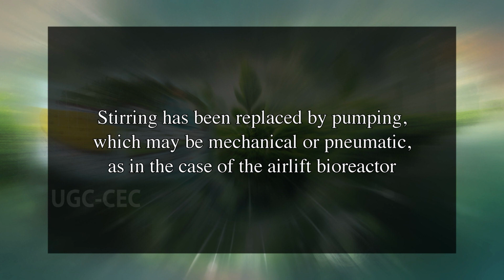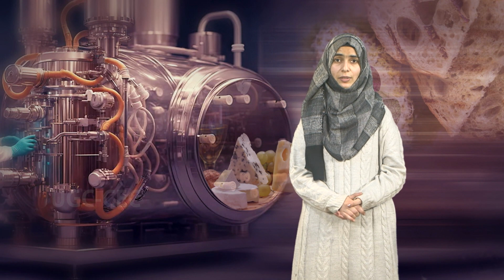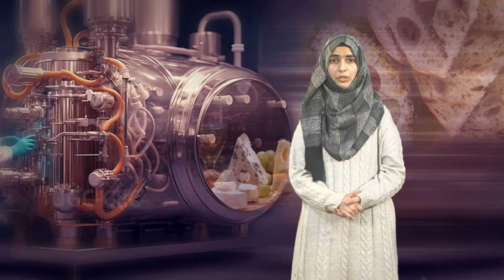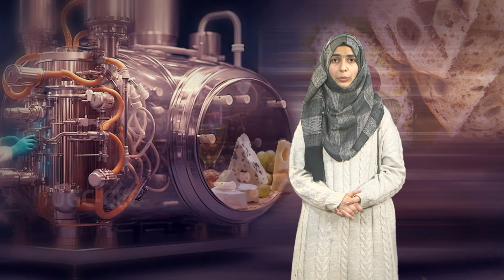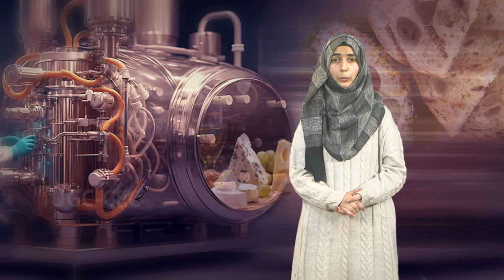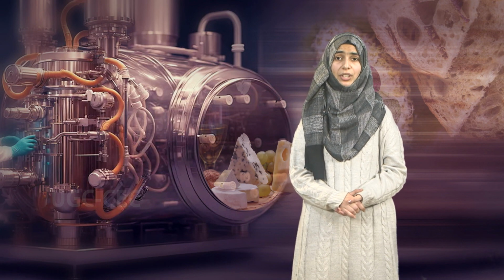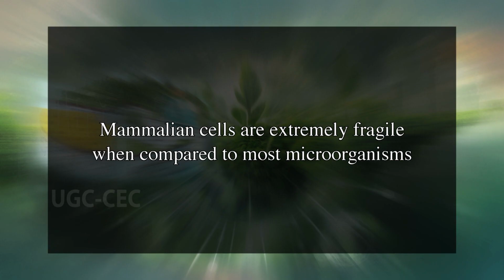The stirring has been replaced by pumping, which may be mechanical or pneumatic, as in the case of airlift bioreactors. The centrally stirred tank reactor consists of a cylindrical vessel with a motor-driven central shaft that supports one or several agitators, with the shaft entering either through the top or the bottom of the vessel. The aspect ratio, that is, height to diameter ratio of the vessel is 3 to 5 for microbial systems, while for mammalian cell culture the aspect ratios do not normally exceed 2. Sterile air is sparged into the bioreactor liquid below the bottom impeller by way of a perforated ring sparger. The speed of the impellers will be related to the degree of fragility of the cells. Mammalian cells are extremely fragile when compared to most microorganisms.